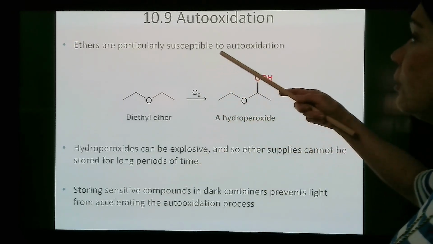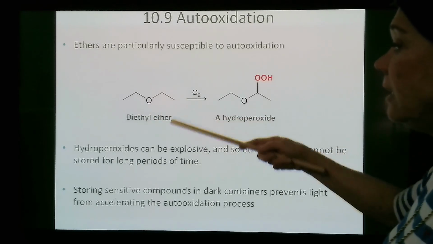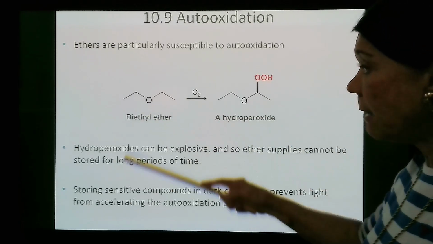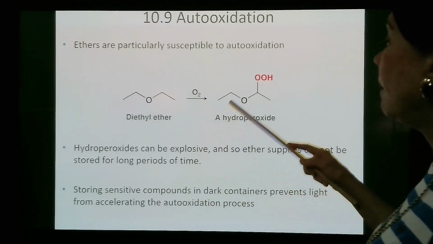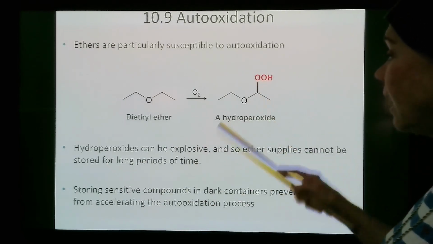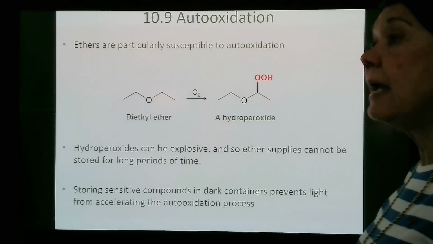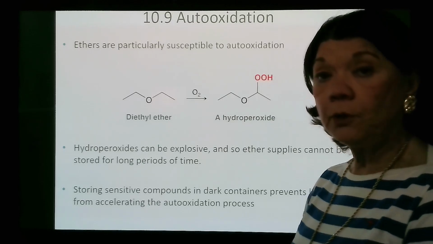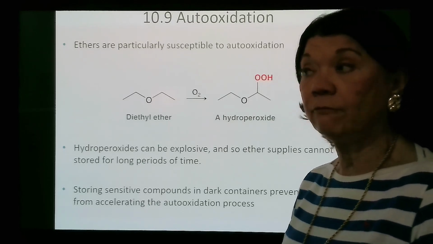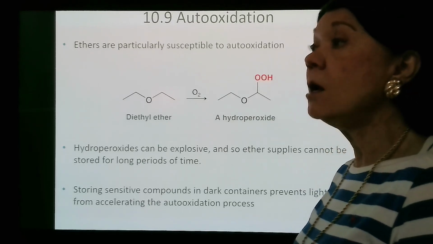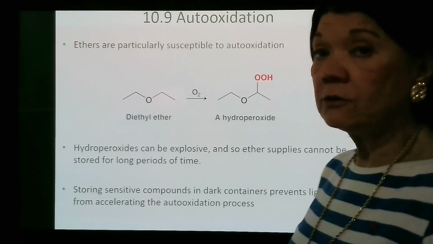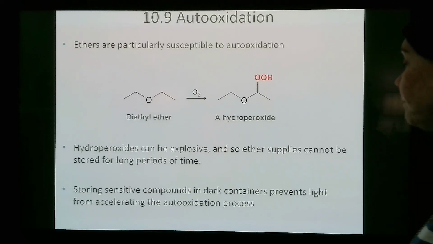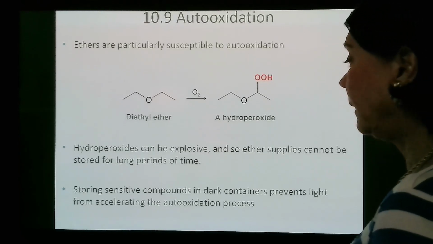Autooxidation. Ethers are particularly susceptible. This is diethyl ether, which is a solvent commonly used in lab, and if it sits around in a lab for too long, this happens, and those are explosive. The hydroperoxides are explosive, and so you don't ever want to go down and buy a huge amount of ether just to put it up on the shelf and expect it to sit there for a few years. So usually small amounts of ether are purchased and consumed, therefore, fairly rapidly.